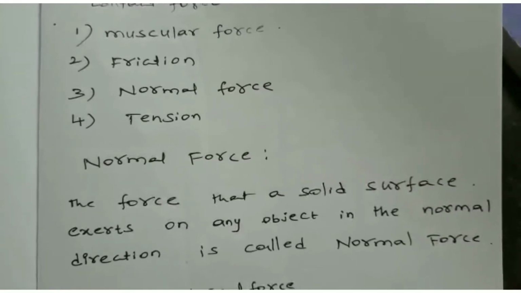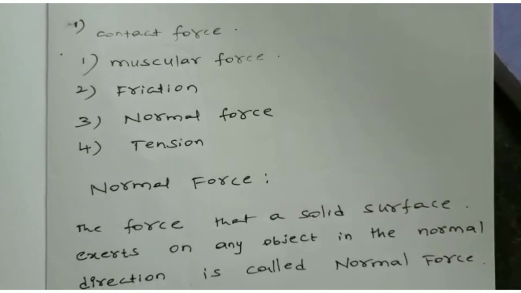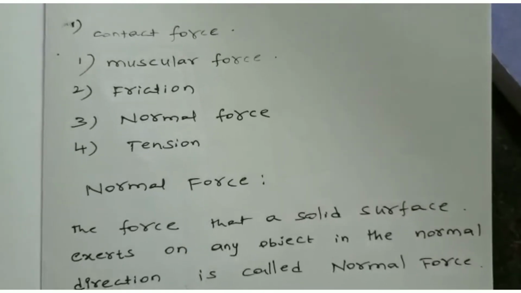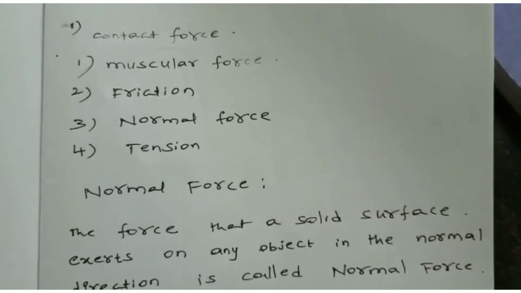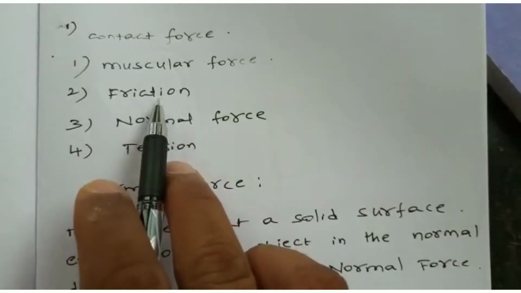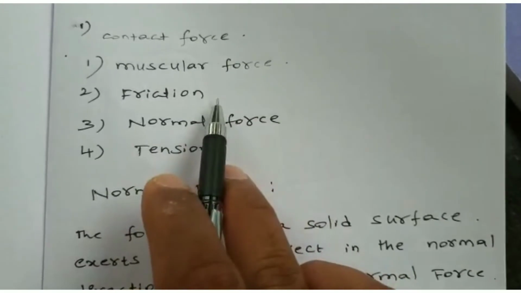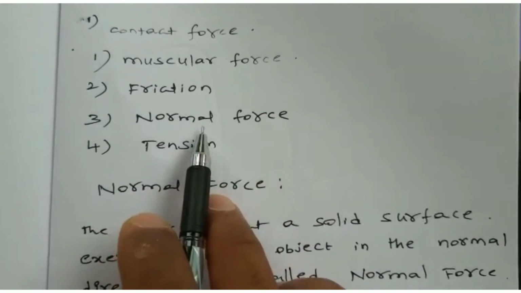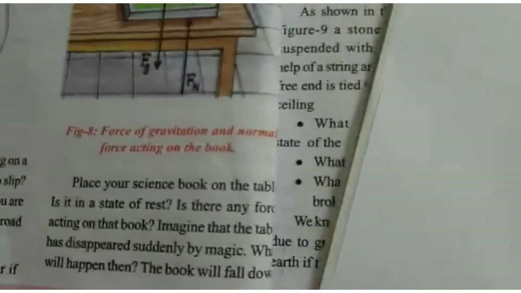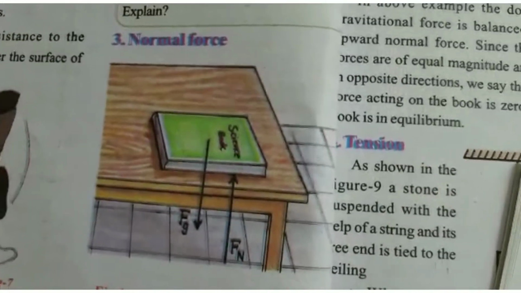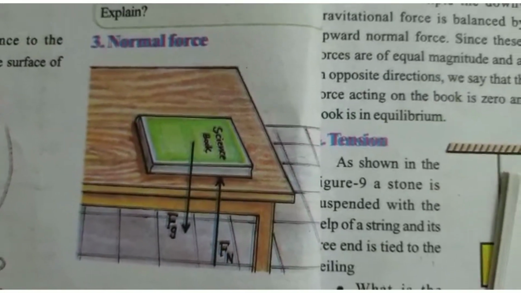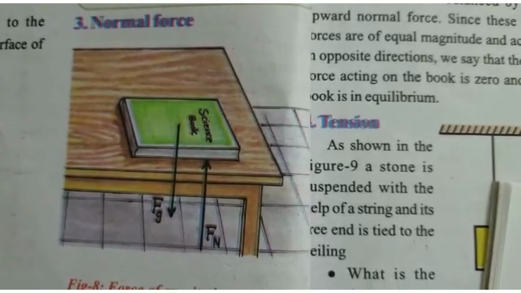Good morning everybody. We read about the forces. Force is divided into two types: contact force and field force. Contact force examples: muscular force, friction force, normal force and tension. We completed muscular force and friction. Today we want to read about normal force. Here we are observing a book on the table. Imagine the table disappeared.